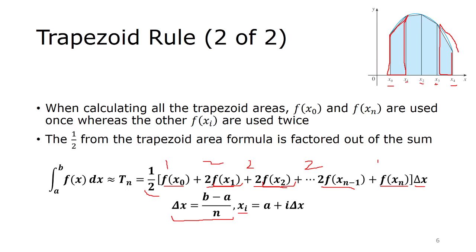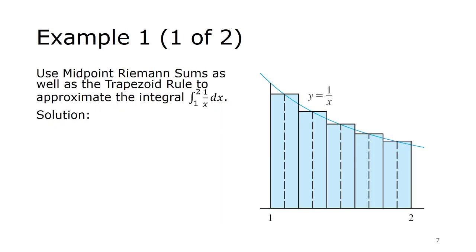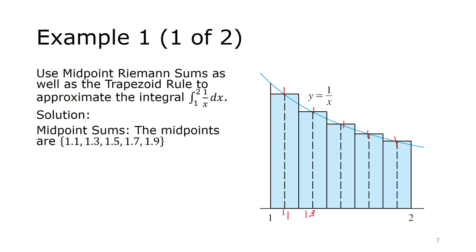Let's take a look at an example. We'll review midpoint sums briefly, and then we'll look at the same example using the trapezoid rule in addition. So think back to how you might set up midpoint Riemann sums for this one. We're going from 1 to 2. We want to use 5 rectangles. We're integrating the function 1 over x. So notice the midpoints of those rectangles are where we're going to read the function heights. And those would correspond to x values of 1.1, 1.3, and so on.